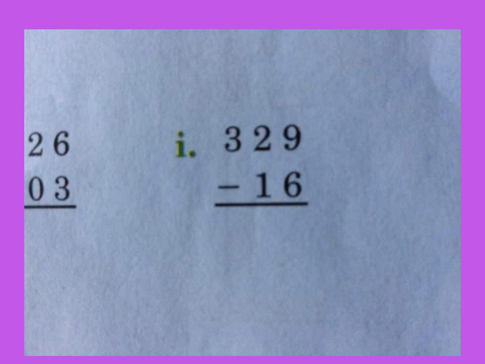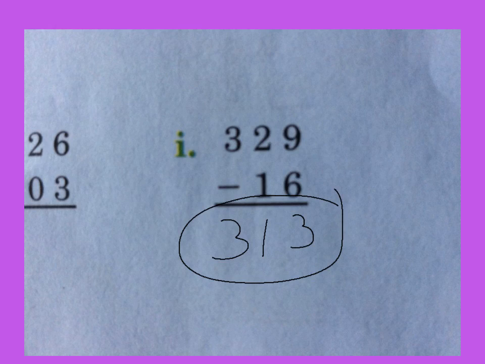I. 9 minus 6 is 3. 2 minus 1 is 1. Let me bring the 3 down. So we get 313.